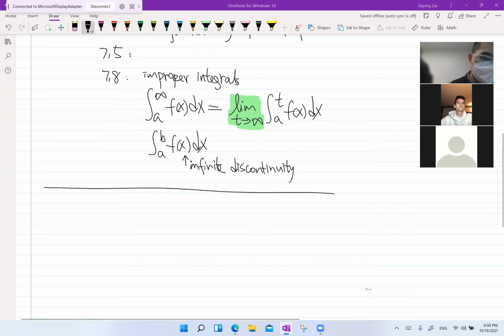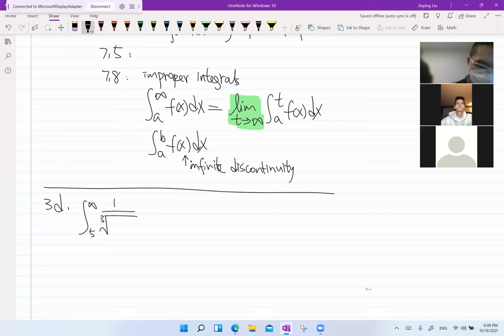All right, so 3D. It says determine whether the integrals are convergent or divergent using comparison theorem. So here we have D given, from 5 to infinity, 1 over cube root of x to the 4th plus 8. That's a dx that's missing, I believe. dx.